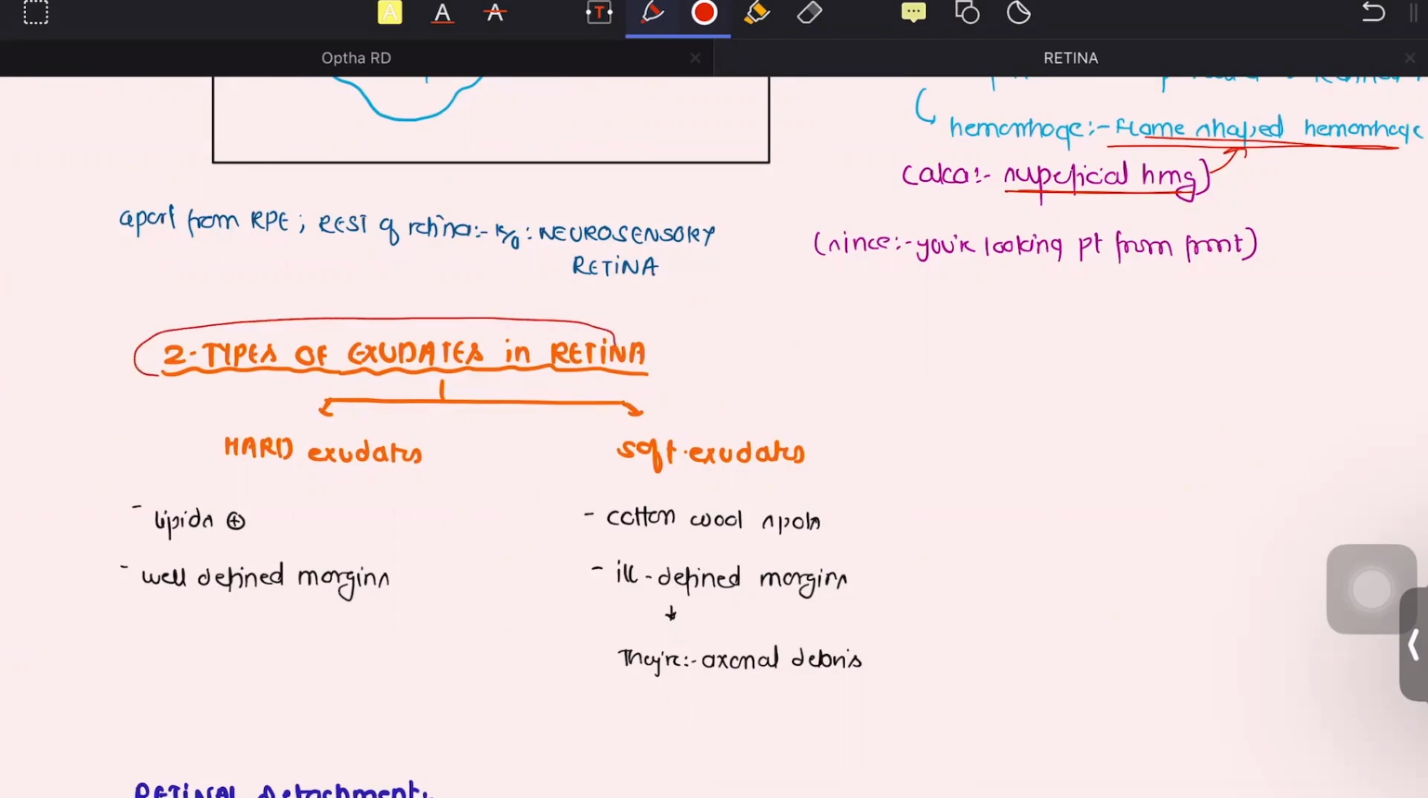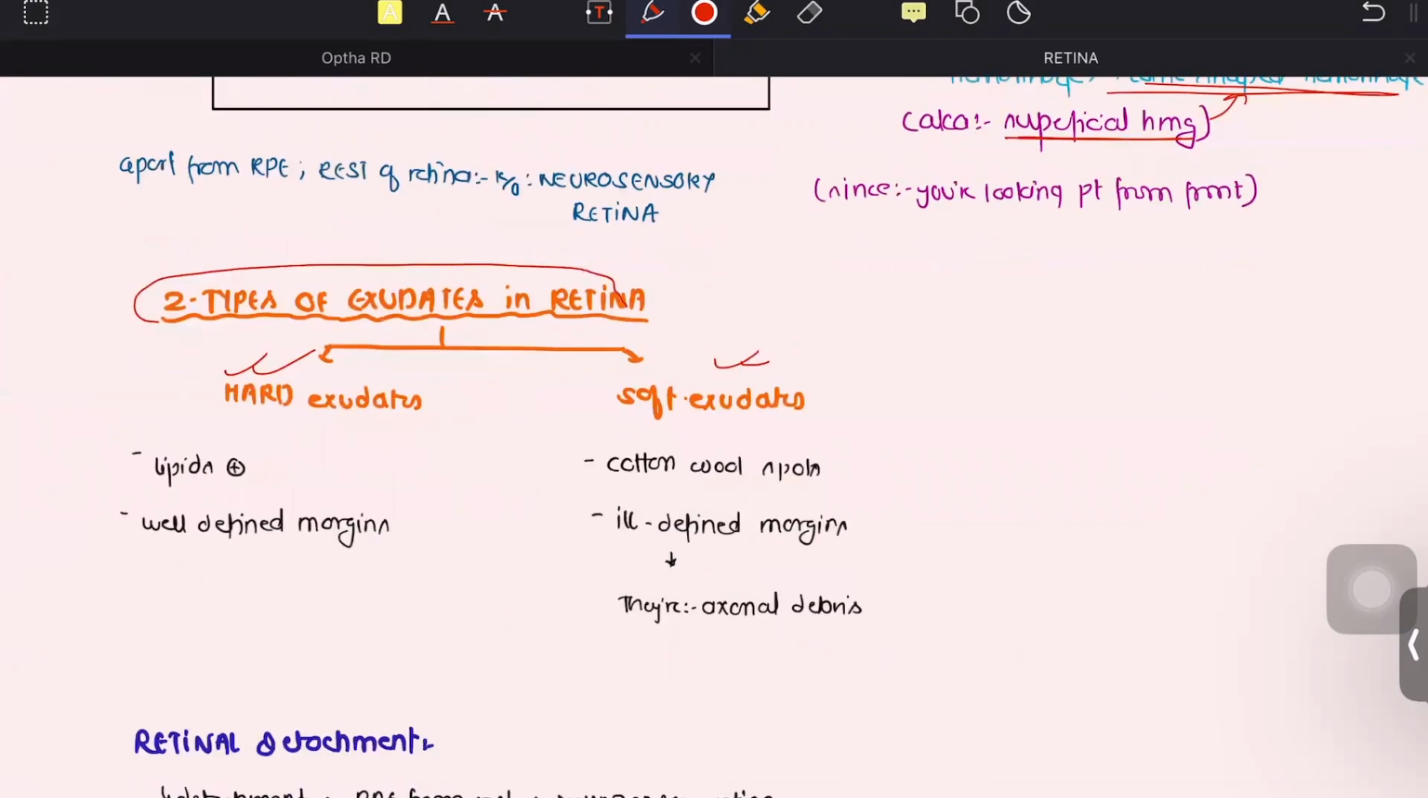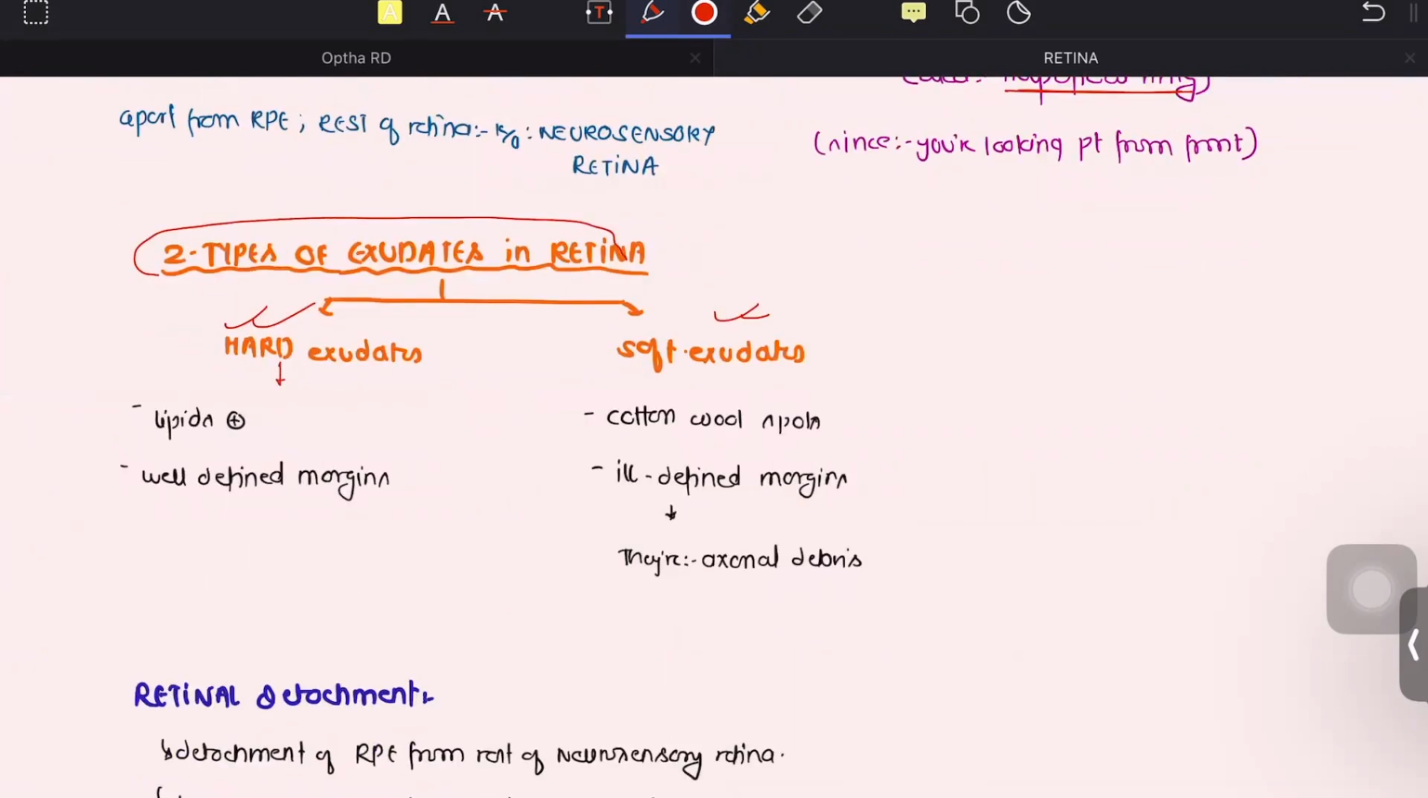Similarly, there are two types of exudate in the retina: hard exudate and soft exudate. So what is hard exudate made of? It is made up of lipids, and it has a well-defined margin. Whenever we are talking about hard exudate, it is made of lipoproteinaceous deposit leaking out of the capillaries, forming a very well-defined margin of exudate. They are called hard exudates.